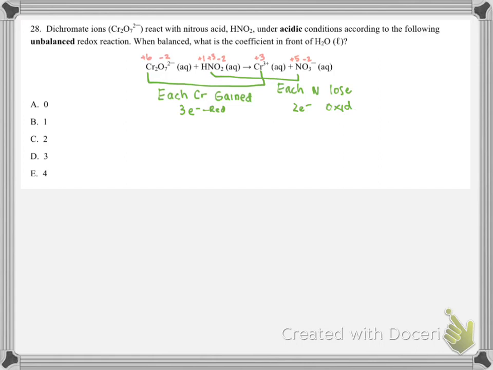Okay, so now we can split into our half reactions. We'll have Cr2O7 2- becoming Cr3+. And then we'll have our HNO2 becoming NO3-.